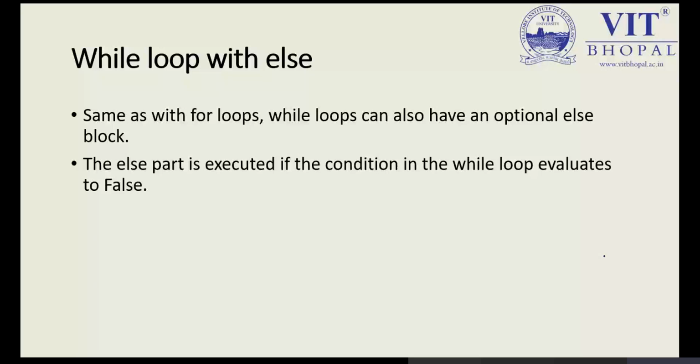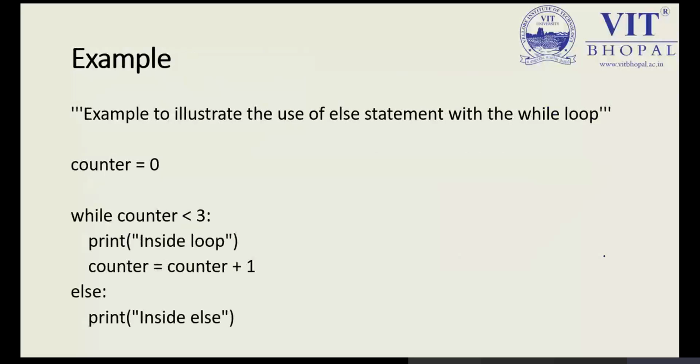Now you can take this example. In a simple way you can understand it. Counter is equal to 0. Now counter is equal to 0 means 0 is less than 3. The condition is true, so the message inside the loop will be printed. Counter is equal to counter plus 1, so the counter value will be incremented by 1. Then the next time the condition is checked, 1 is less than 3. The condition is true, and the inside message will be printed.